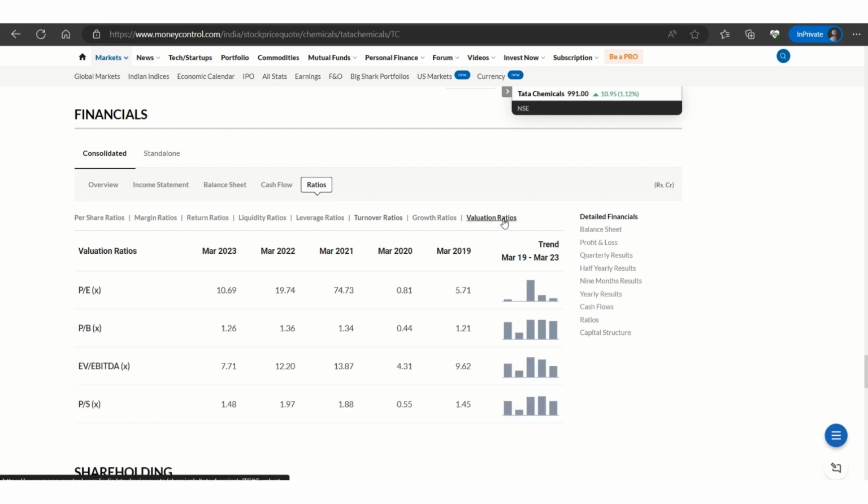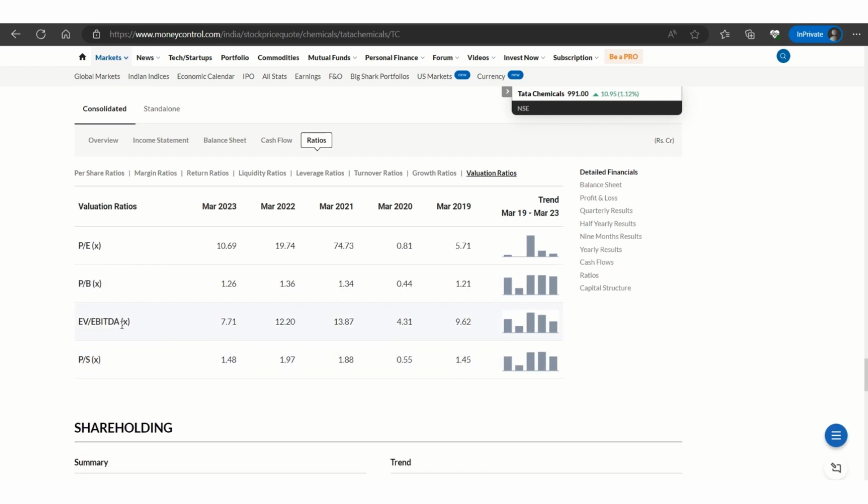And if you go to your valuation, you can see here you have your EV by EBITDA. And over the last 5 years, especially the last 3 years, it has gone down, and that's a good sign for us to buy, because we are finding it at a cheaper valuation. But you can't just go and buy it. What you have to look at is why it went down, which is the share price.